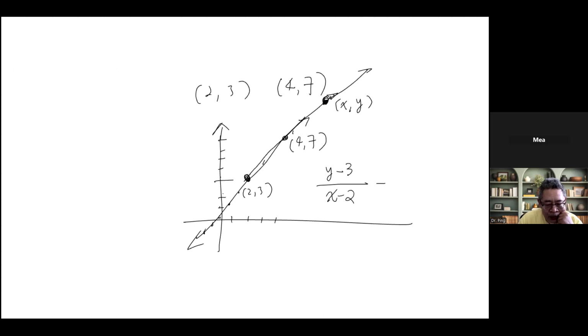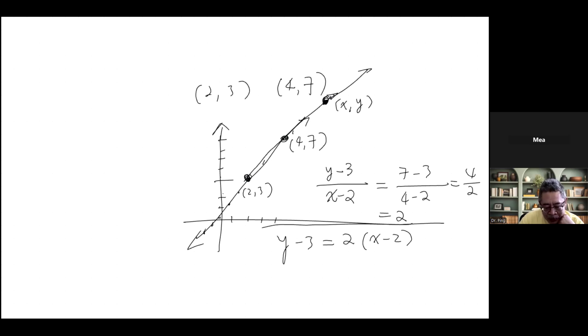should have the same slope between these 2 points because they are on the same line, which is 7 minus 3 over 4 minus 2. That gives us 4 over 2, which is 2. So multiplying by x minus 2 on both sides, we got y minus 3 equals 2 times (x minus 2). Now, this form is called point-slope. The reason is we have a slope and we have a point, which is (2, 3). Remember, we actually picked this point. So this is the form called point-slope form.